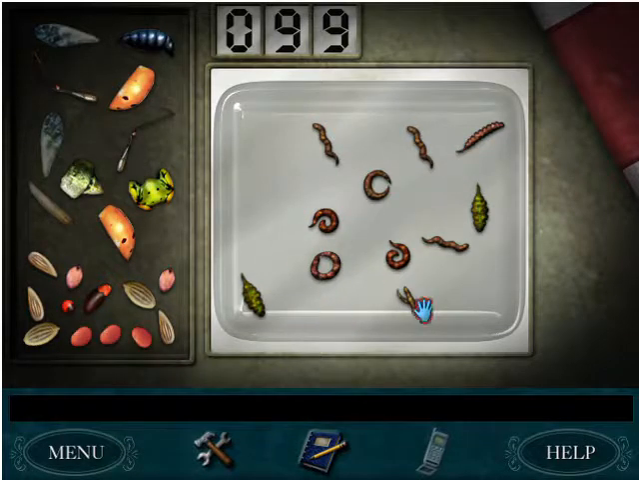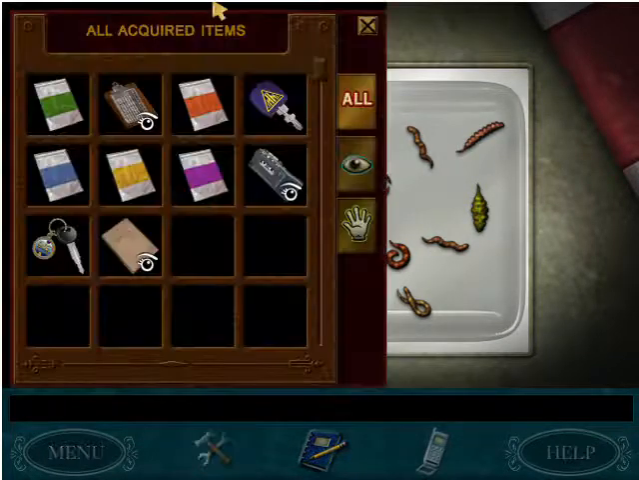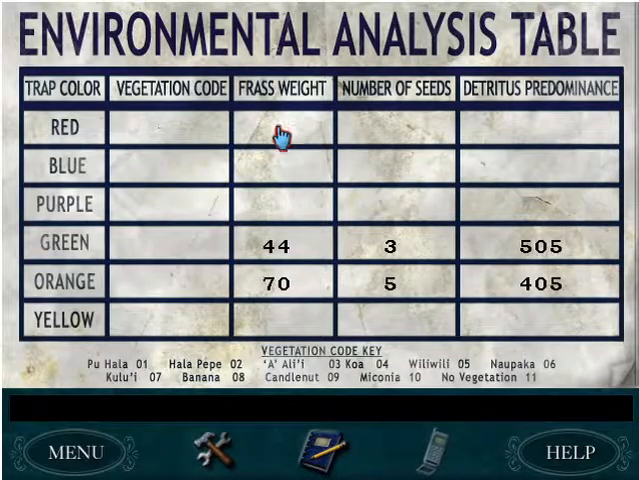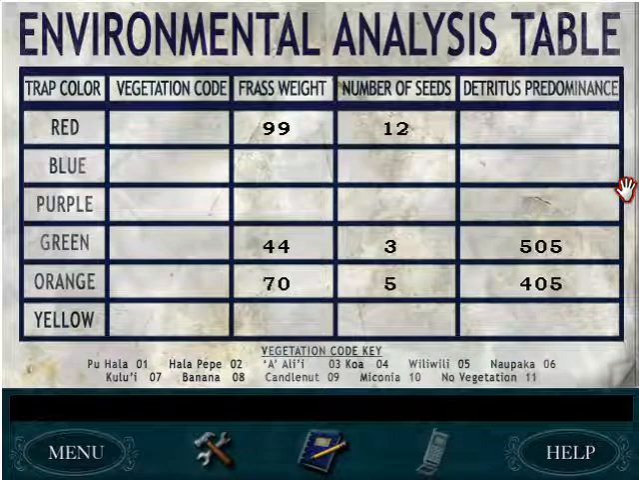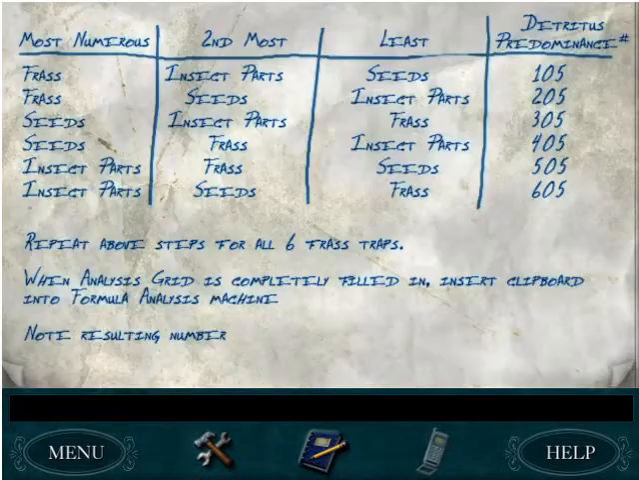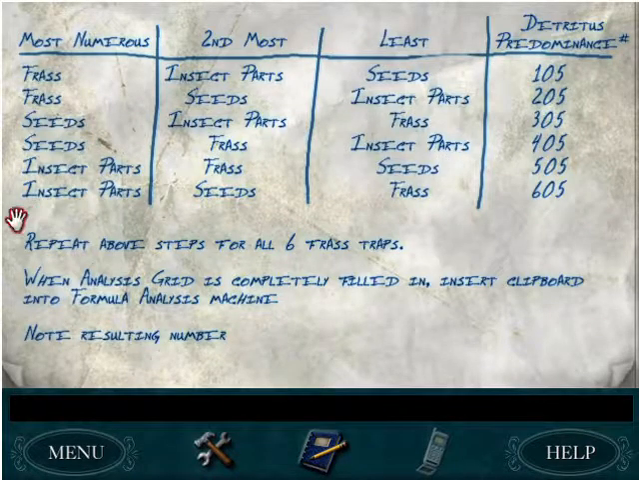Okay, so that should be all of that. So that way it weighs 99, and we've got 12 seeds, 10 bug parts, 11 frass. So it goes seeds, frass, bugs, 12 seeds, and it weighs 99. Seeds, frass, bugs is 405.